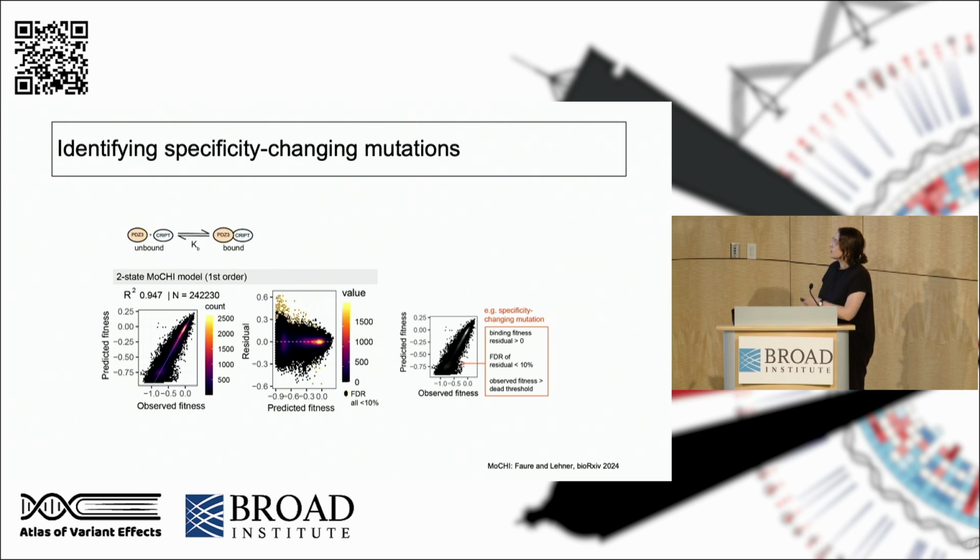And so what we call a specificity changing mutation is basically a variant that has a positive residual that is significantly different from 0, and where the variant is actually binding better than our threshold for a non-binding variant. So it's actually alive.